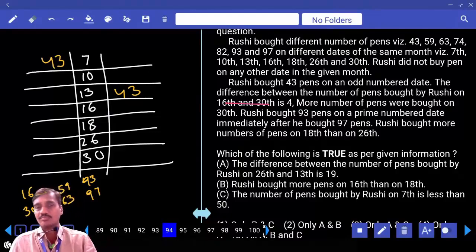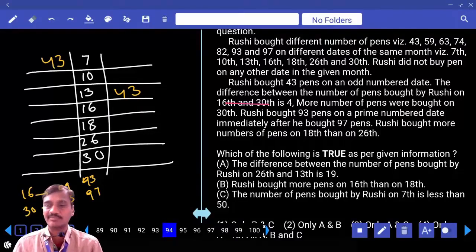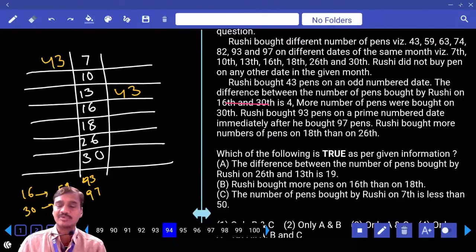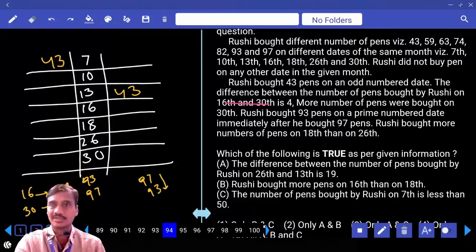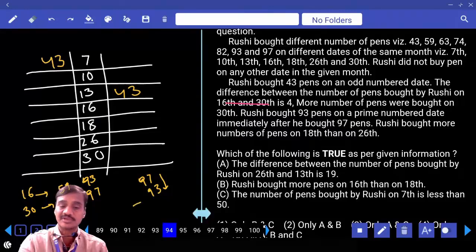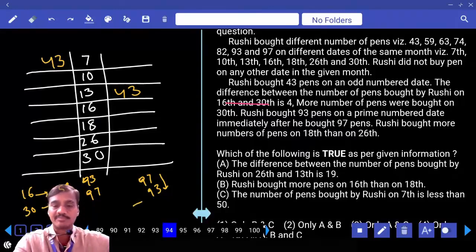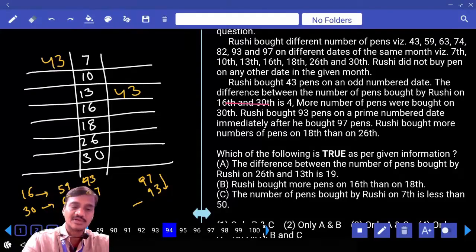And next one, more pens were bought on 30th when compared with 16th. Ruchi bought 93 pens on a prime number date immediately after he bought 97. Hence 97, 93 must be one after the other. Right? And that too, this 93 must be on a prime number date.